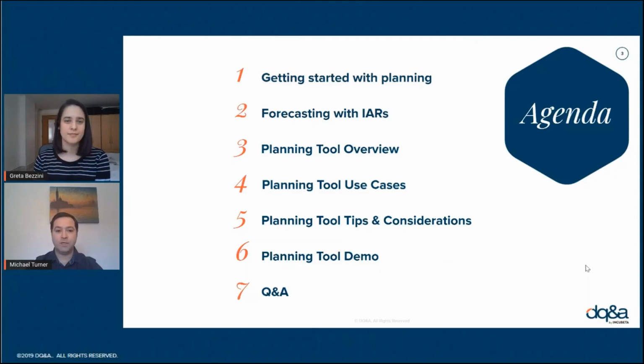So let's move on to the agenda. We'll start with general planning concepts and some frequently asked questions, then move on to forecasting with inventory availability reports, explaining their capabilities and limitations before giving an overview of the planning tool. We'll explore some of its use cases and take you through tips and considerations to keep in mind. We'll then demo the planning tool itself before ending with a Q&A.